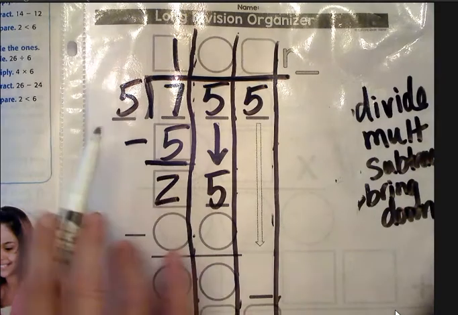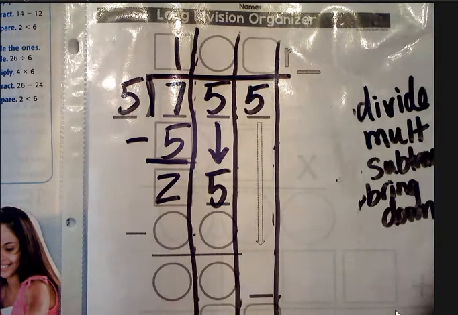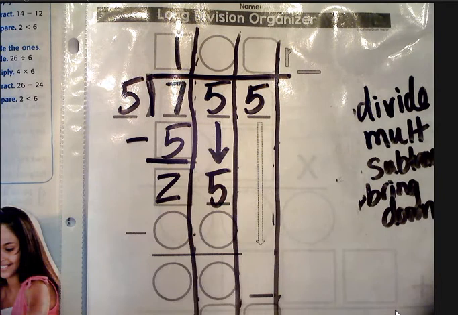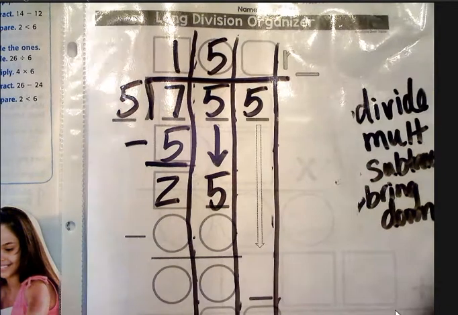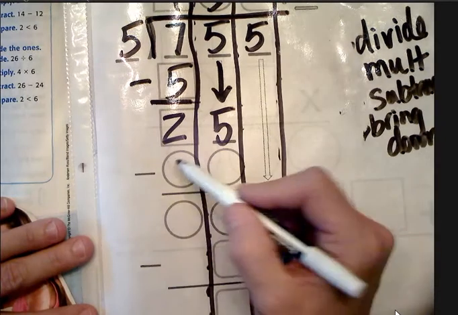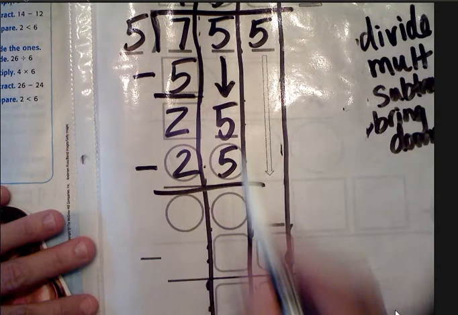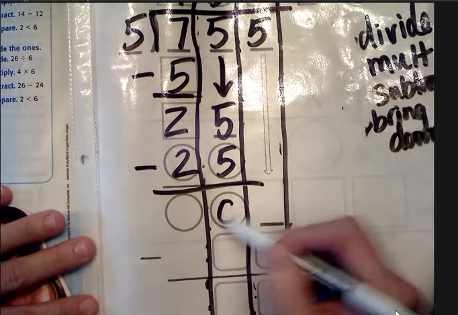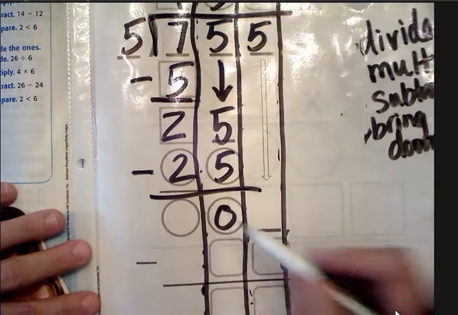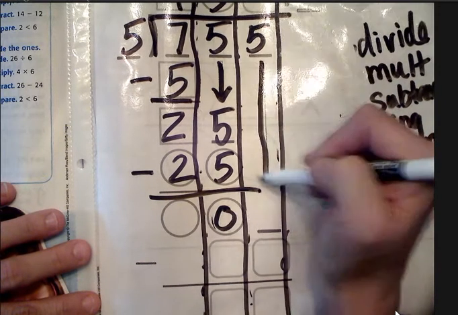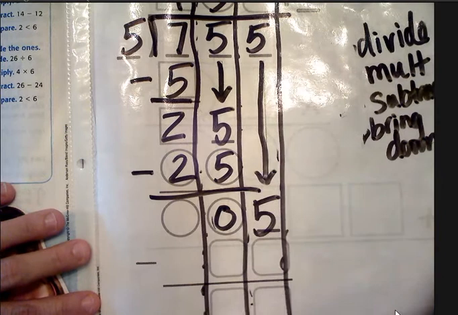How many times does 5 go into 25? 25 divided by 5 is, let's see, I can skip count: 5, 10, 15, 20, 25. Oh, that's right. 5 times 5 is 25. So I can put my 5 up there for dividing. Now I multiply. 5 times 5 is 25. Now I subtract. 25 minus 25 is nothing. We put a 0 there. But that doesn't mean I'm done. I still have digits left, so I have to bring down. Bring down the 5.